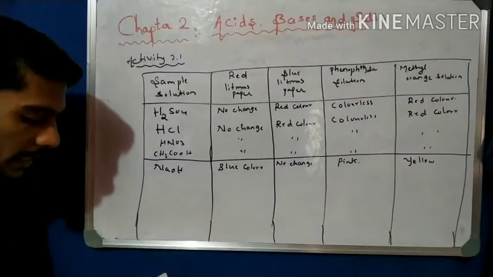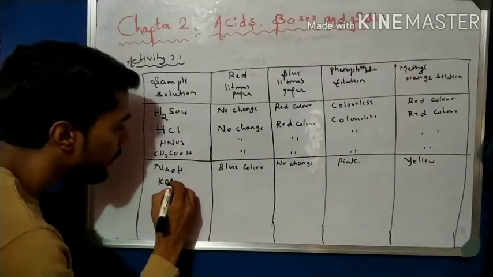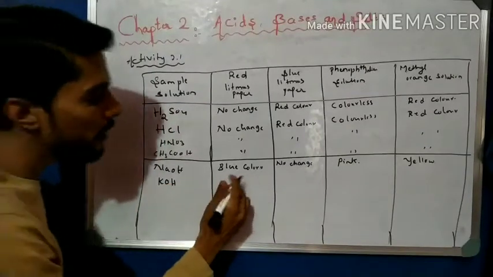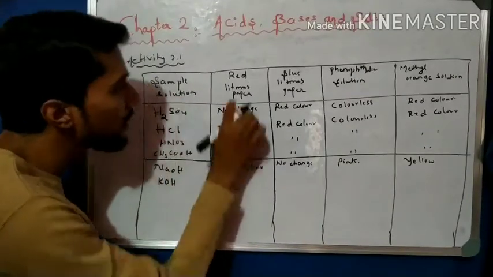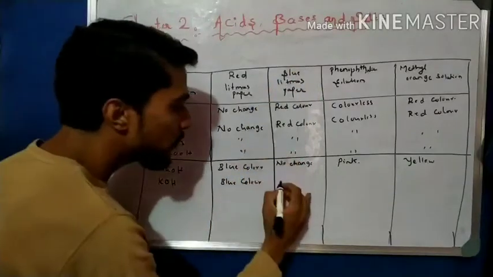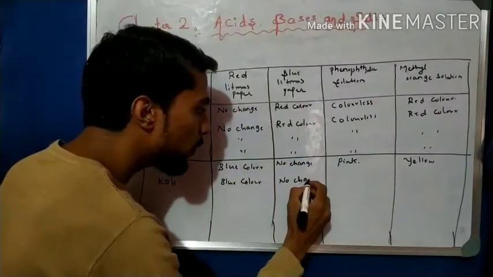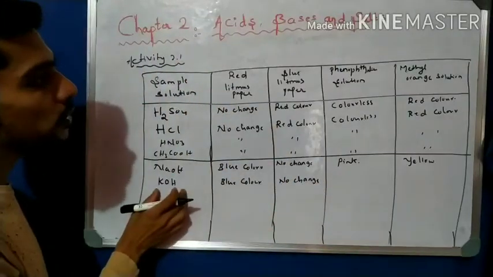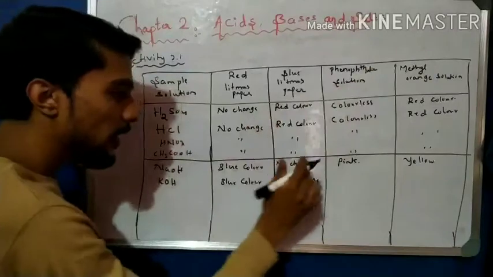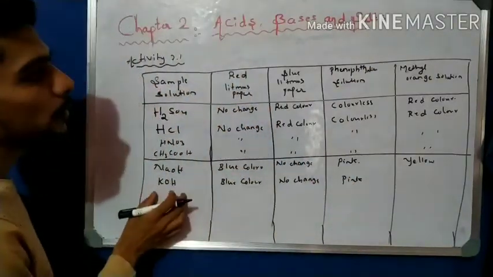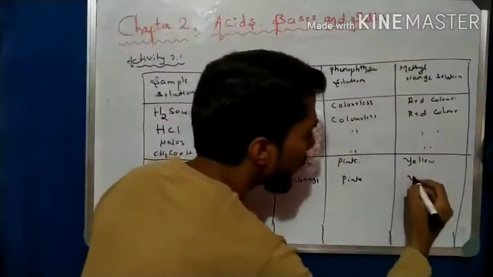Take another base, potassium hydroxide, KOH. Red turns to blue in the case of a base, and blue is no change. Blue is blue, as it is. Now for the KOH base, phenolphthalein is again pink. Next, for the base, methyl orange is yellow.